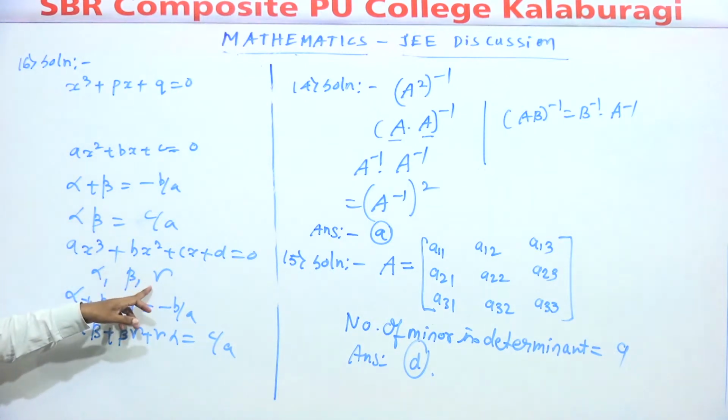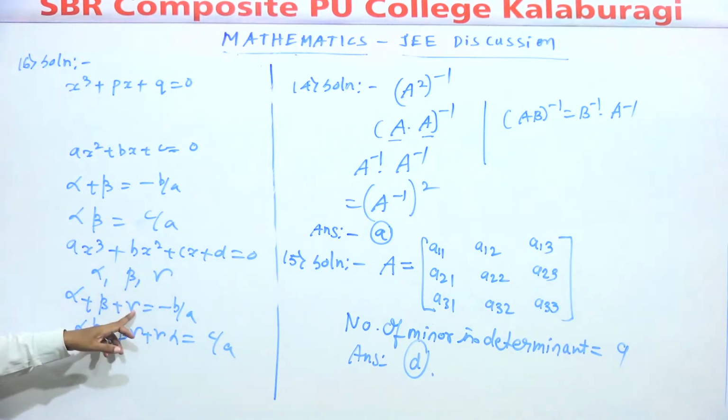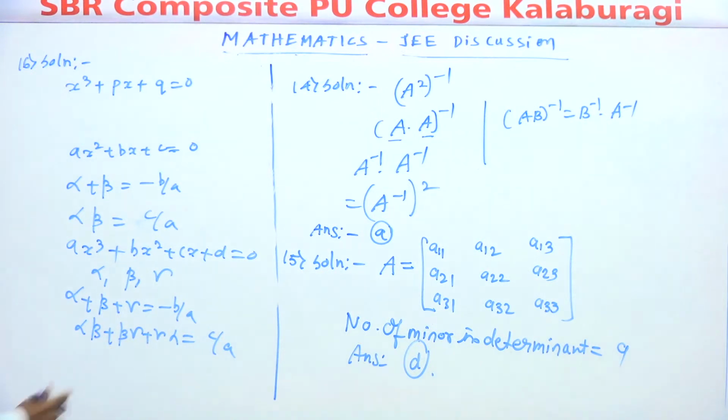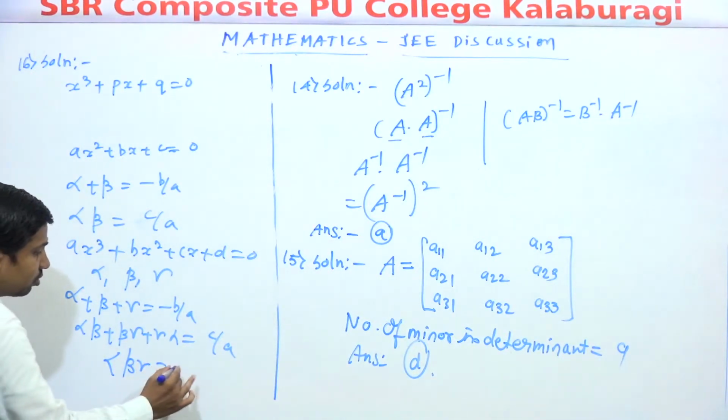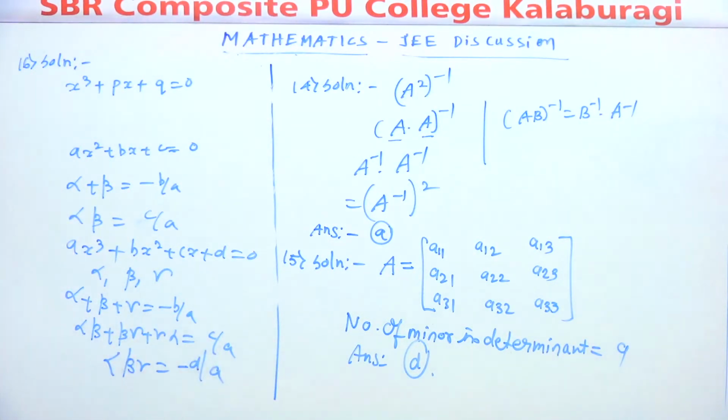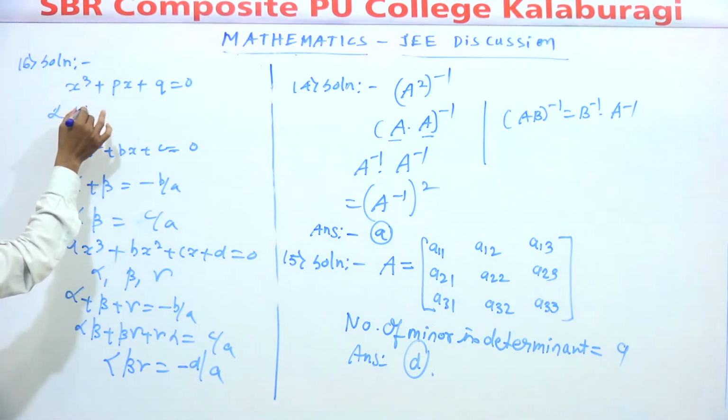But there are three roots. So we have the sum of the three roots, the sum of the products of two roots, and one more: the product of three roots, which is minus d by a. Right? So this is a cubic equation with three roots alpha, beta, gamma.